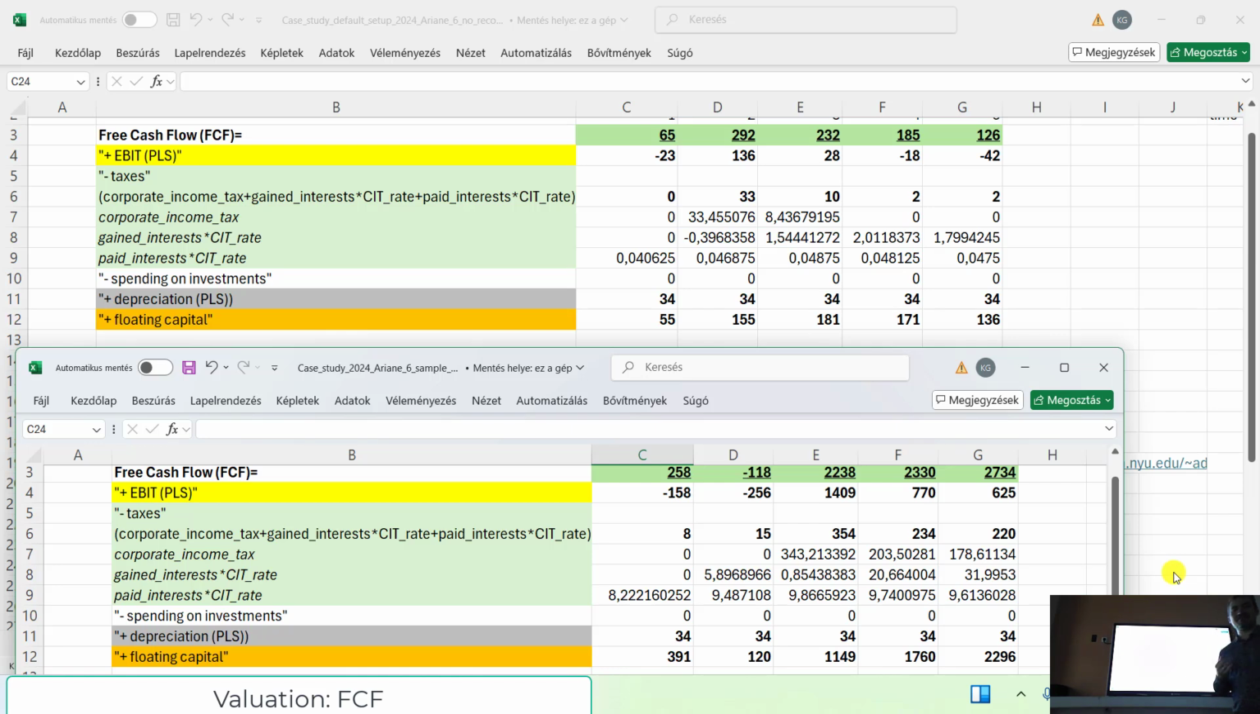So that's terrible. So the same thing is that we don't care about depreciation. It's a nice thing, just 34 million euros. This is not the base of our cash flows. It's just a nice additional money. Okay, so we have the free cash flow here.